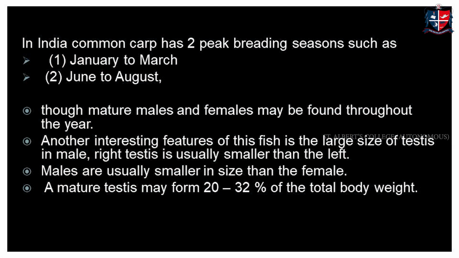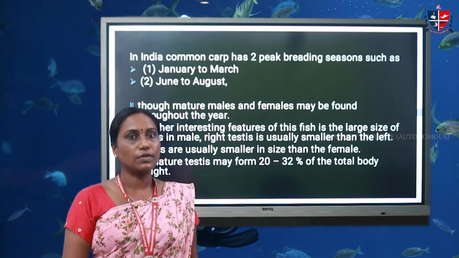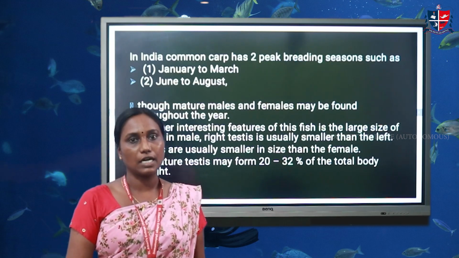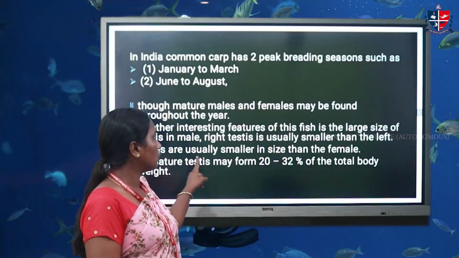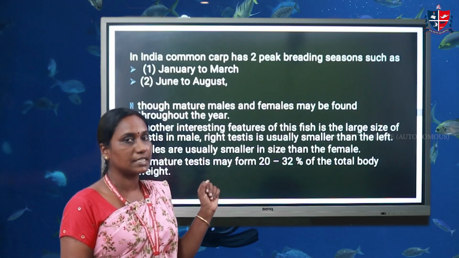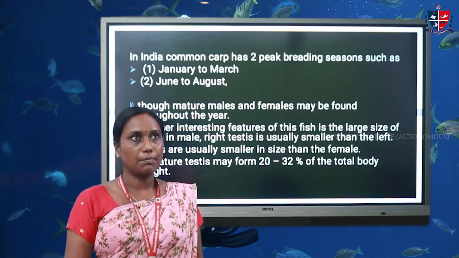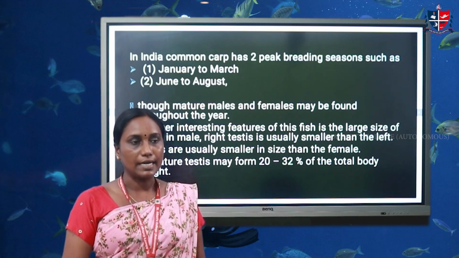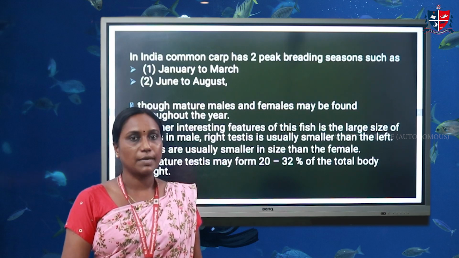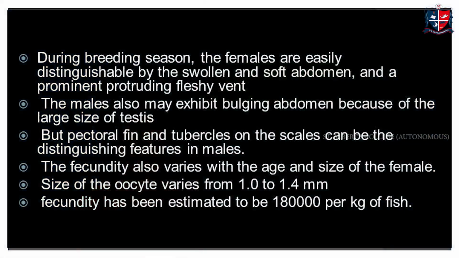In India, the common carp has 2 major peak breeding seasons. First one is from January to March, and second one is from June to August. Though mature males and females may be found throughout the year. Another interesting feature of this fish is the large size of the testis seen in the male fishes. The left testis is bigger than the right one, and the testis may cover more than 20% or 30% of the body.